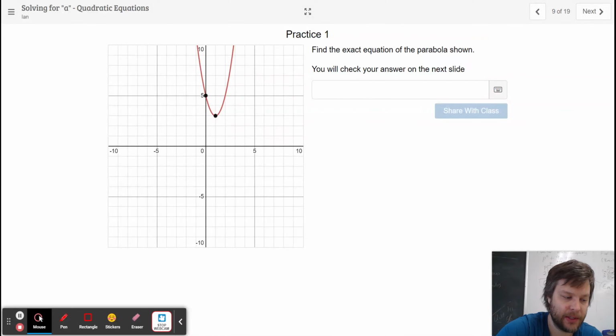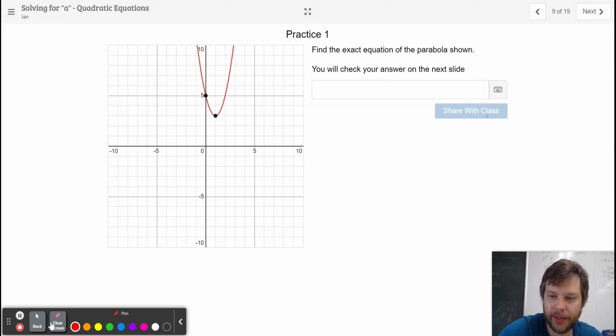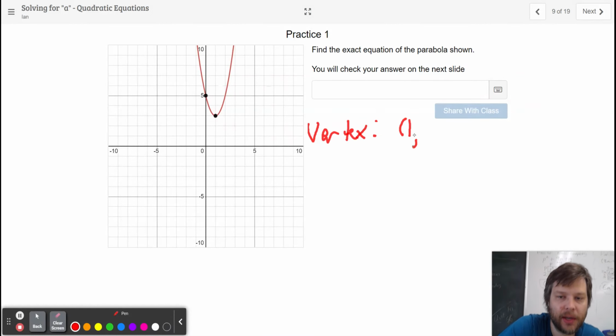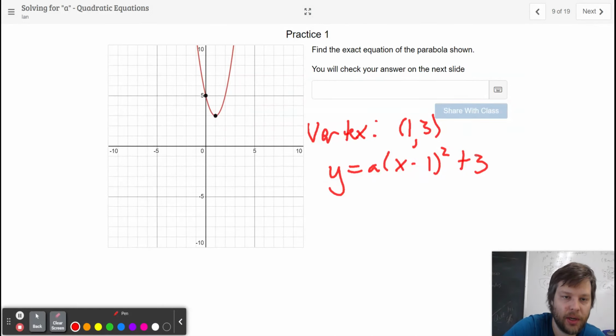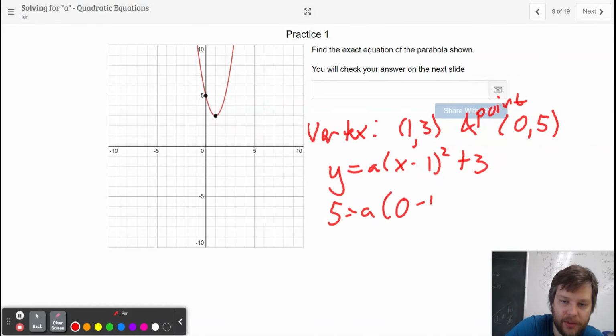Okay, now I'll do the whole process. I'll do 2 examples. I'll do this one and then one more example. When I look at this one, I see that the vertex is at the point, looks like 1, 3. So I know my equation is a times x minus 1 squared plus 3. I see one other point, and then I have another point at 0, 5. So I take the y value of 5 and the x value of 0, and I substitute them in.